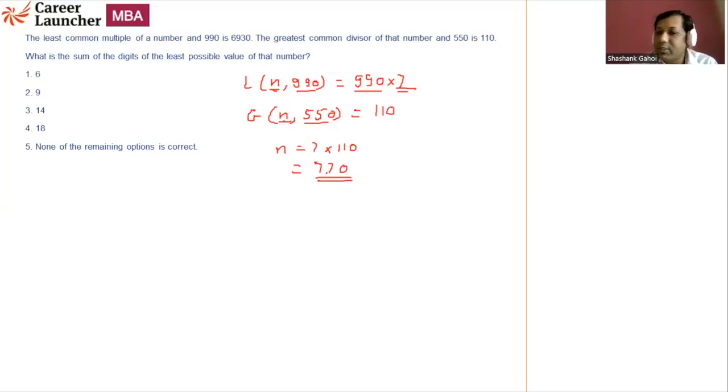So if the smallest value of n is 770, what is the sum of digits of it? It is going to be 14. So the answer to this question is going to be option 3.